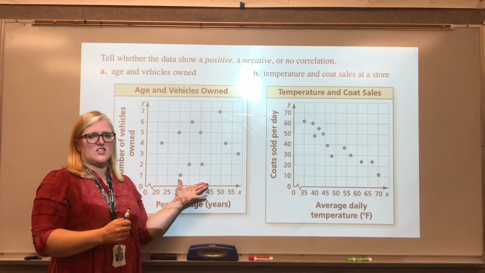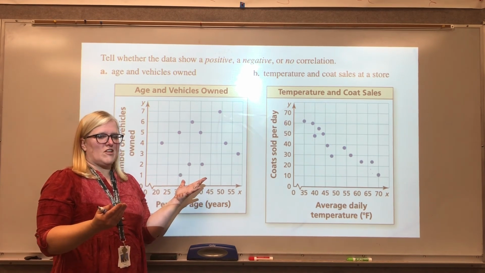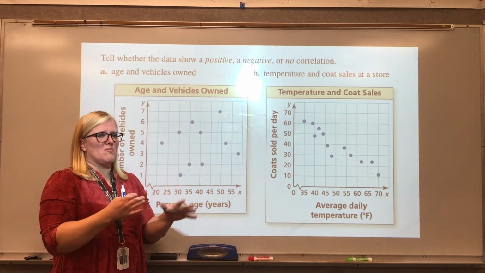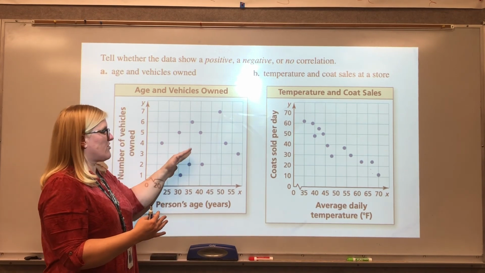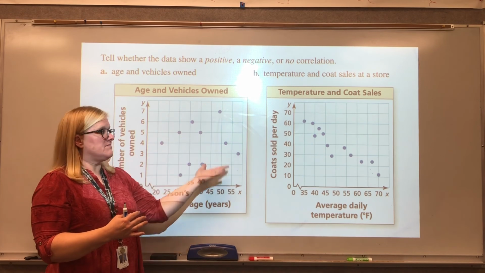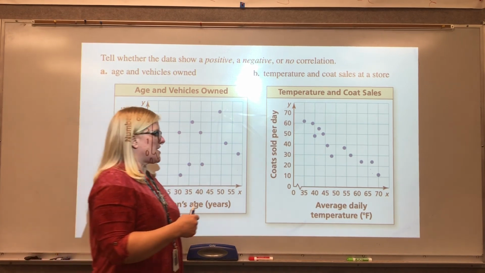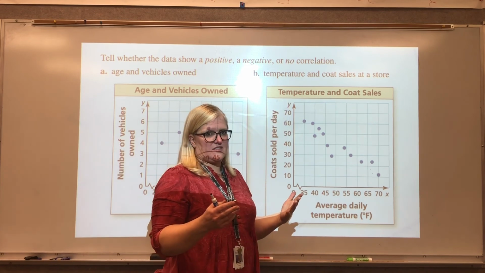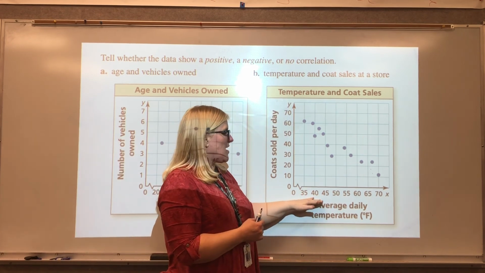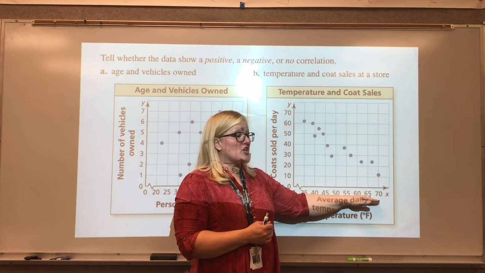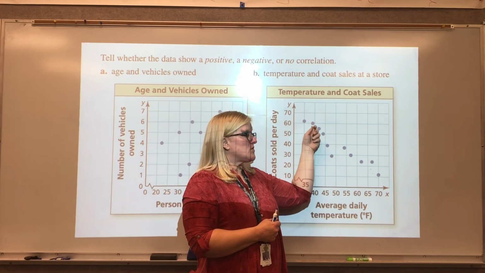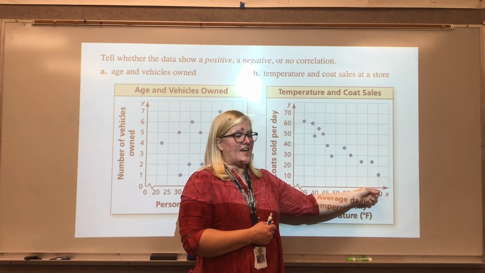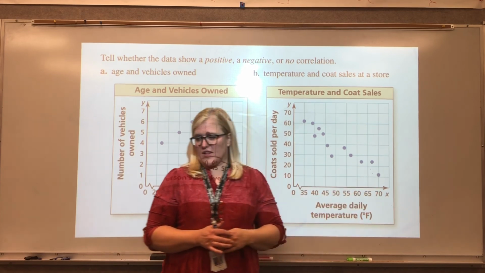But what's the correlation here? There isn't one. I would think there was one. I would think that the older you are, the more cars you've had in your life. So I would have thought it would have gone up like this, but I thought that was really interesting. So no correlation. This is the temperature and coat sales. Here's the temperature. As the temperature goes up, coat sales go down. That makes total sense. So this is a negative correlation.